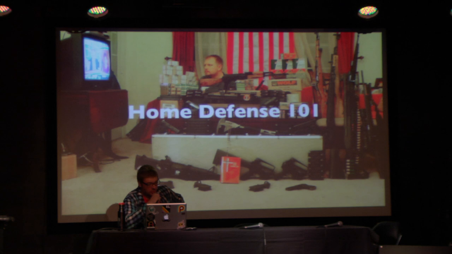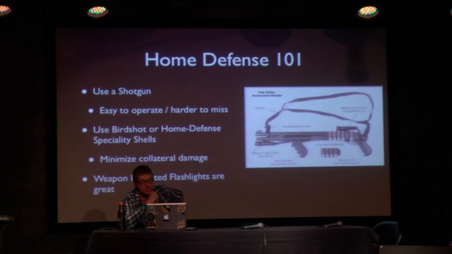So Home Defense 101. Use a shotgun. It's easy to operate and it's harder to miss. Like rifles or pistols, if you miss with a rifle, you can kill like 10 people. They just go through all the plaster walls. Use birdshot or home defense specialty shells. They minimize collateral damage. Even though you think a shotgun does a lot of damage, it's a low velocity round. So you might go through one wall. You don't want to kill your girlfriend or daughter in the next room.